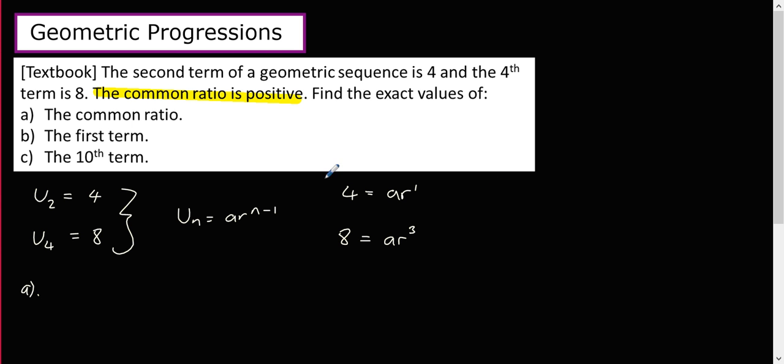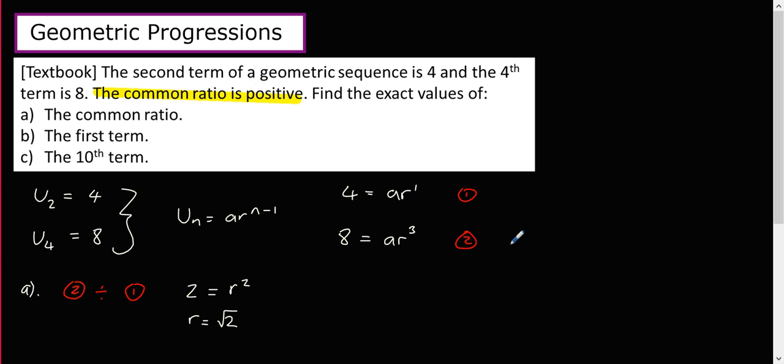All right. So I'm just going to call these equations 1 and 2, each with 2 unknowns. And I'm going to take equation 2 and divide it by equation 1. And what that's going to do is eliminate a entirely, because a divided by a is just 1. And we'll see what we get. 8 divided by 4 is 2. r cubed divided by r to the power of 1 is r squared. So therefore, r is root 2. Why is it not plus or minus root 2? The common ratio is positive.